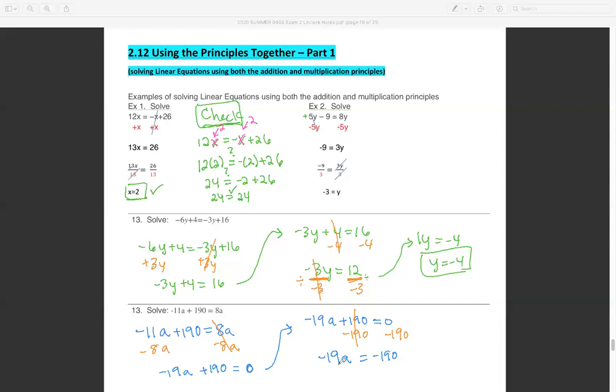And then how do we undo multiplying by negative 19? Well, we're just going to divide by negative 19. And what you do to one side, you must do to the other side. Now again, this is dividing, not subtracting. So negative 19 divided by negative 19 is 1, not 0. So we get 1a equals negative 190 divided by negative 19, which is positive 10.